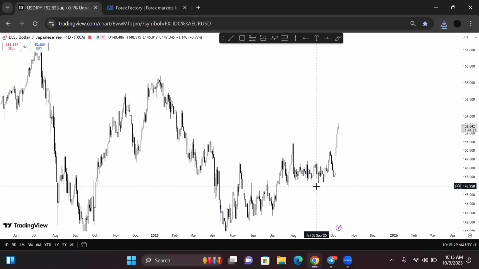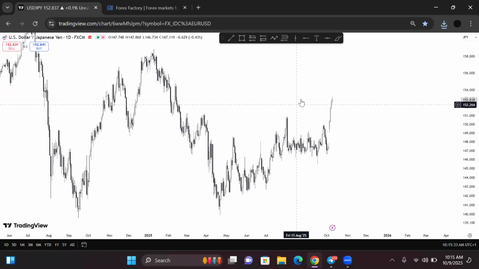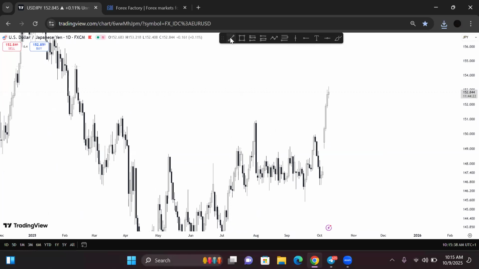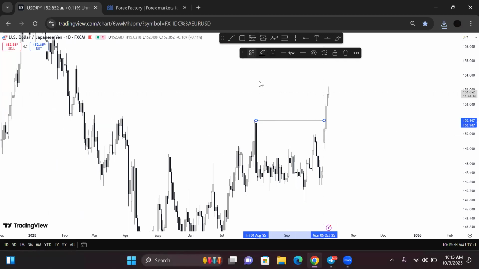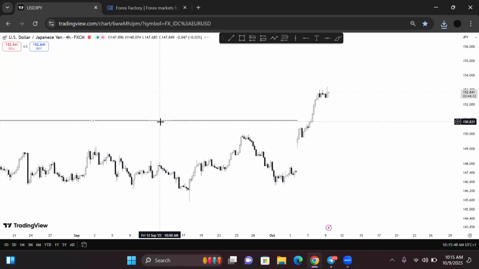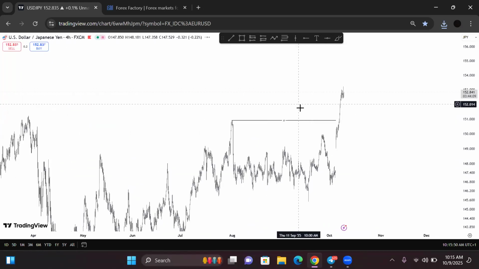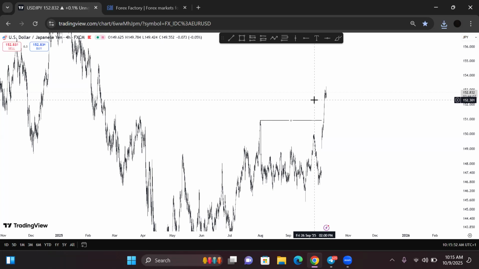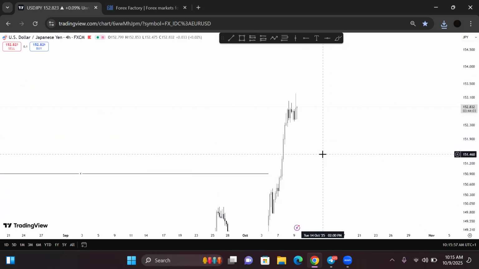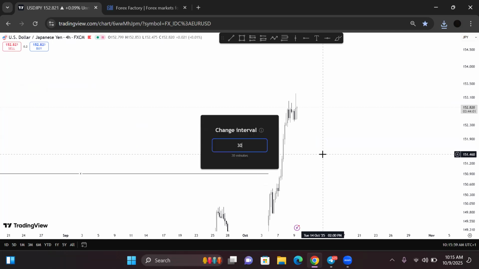All right, so this is USD JPY, and what can we see? USD JPY is obviously bullish. We have this break of structure here. Right, so let's go to our hourly time frame. What can we see? Nothing much is happening. Let's go to 30 minutes.